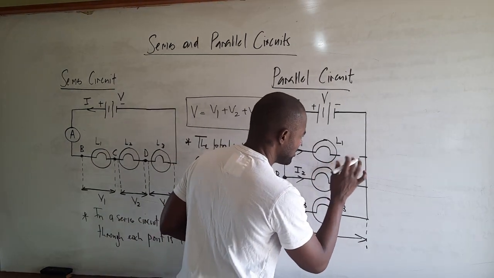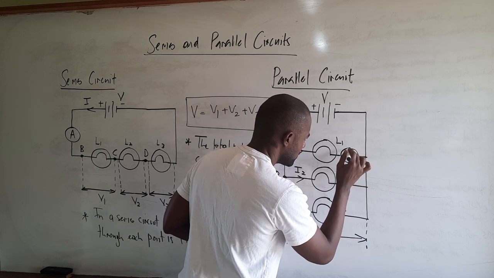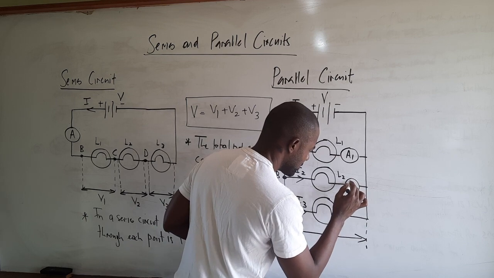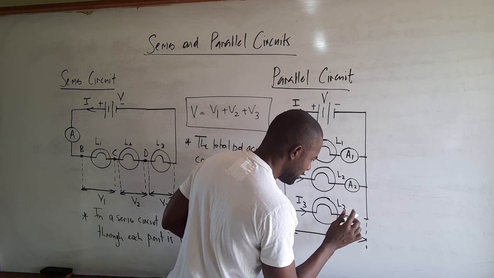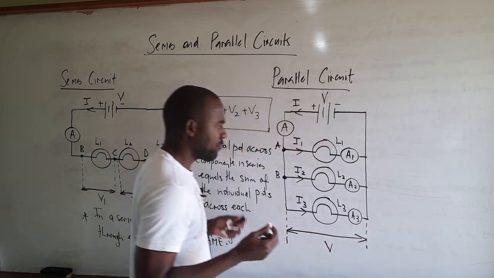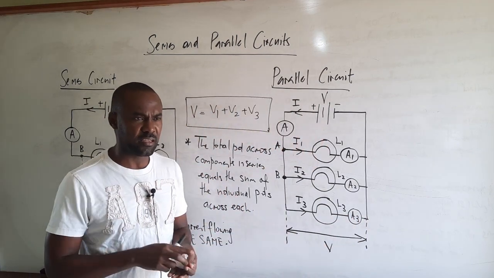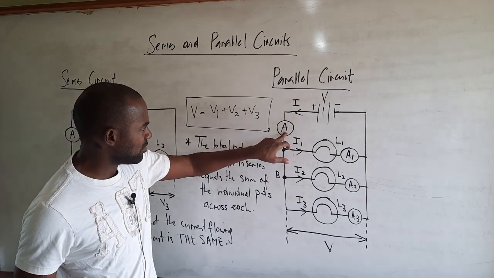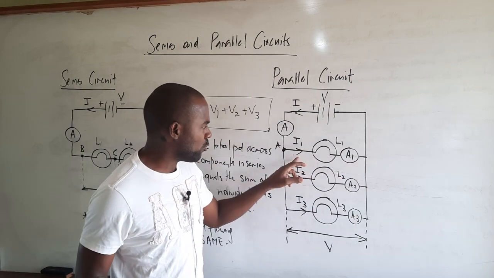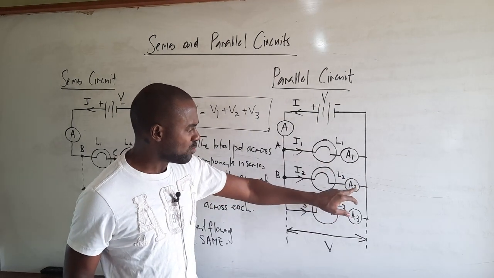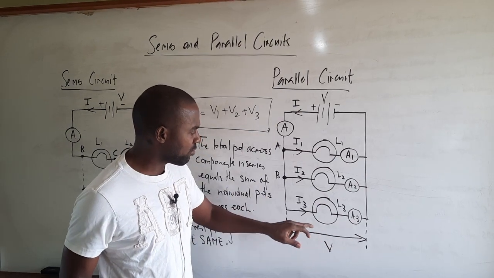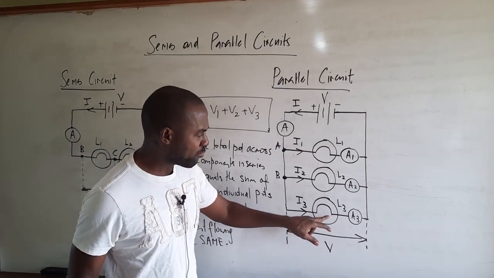Let's just put an ammeter here. Let's call this A1. Let's just put an ammeter here, A2, and let's put an ammeter here and call this A3, right? So yes, if we place 4 meters in the circuit like this, this ammeter will essentially be measuring the total current I, and A1 will measure the current I1 flowing through lamp L1, A2 will measure the current I2 flowing through lamp L2, and A3 would measure the current I3 flowing through lamp L3.